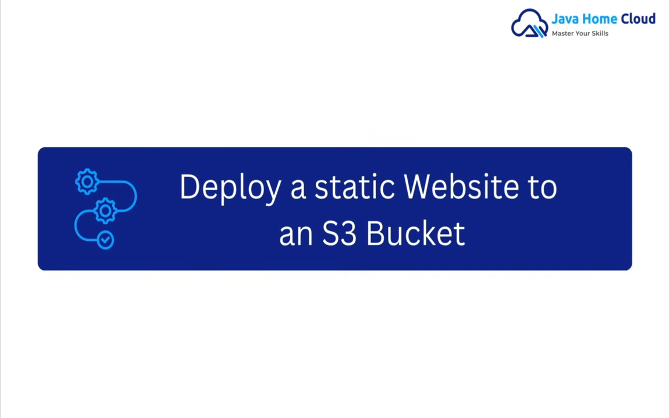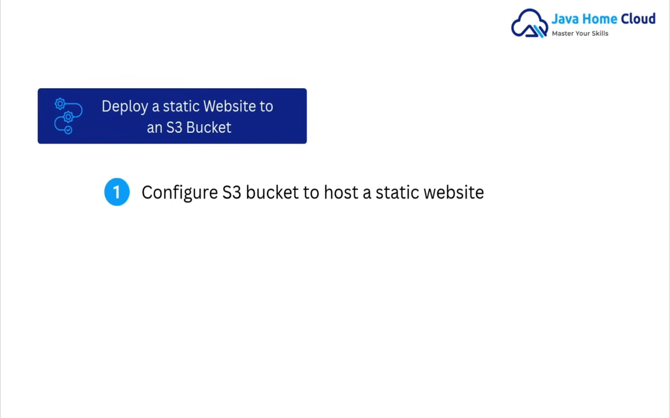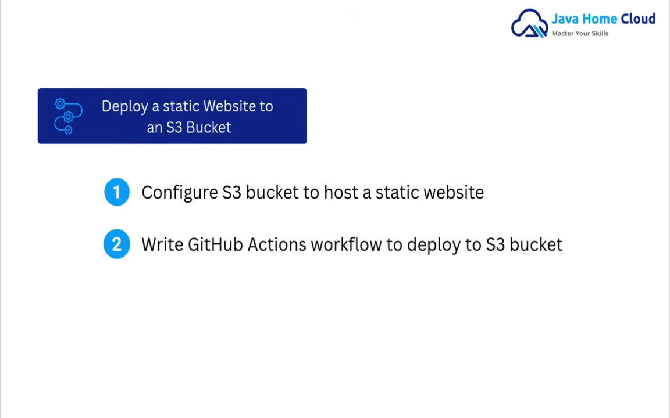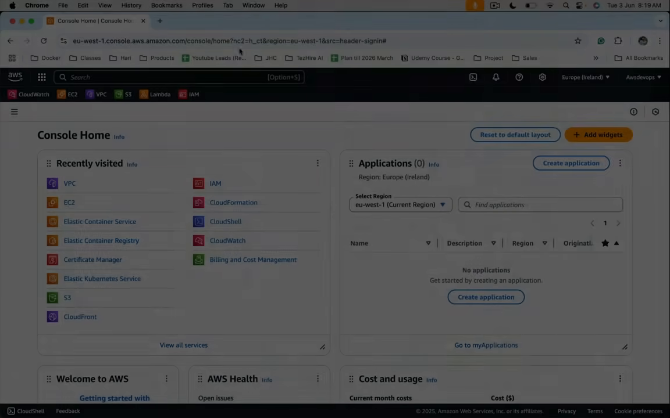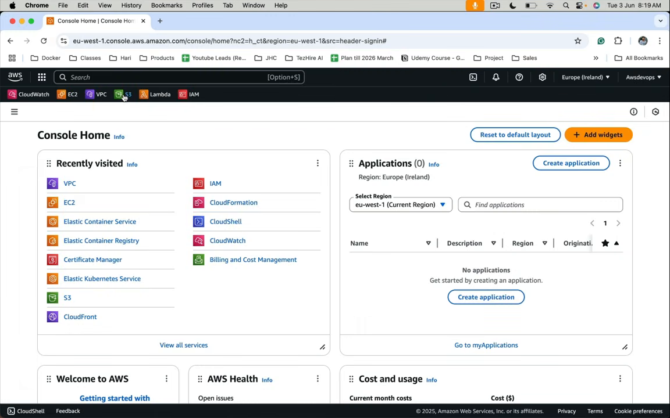To understand GitHub Actions better, I want to demonstrate a simple use case, that is deploying a static website to an S3 bucket. Let's see what is covered in this video. Number 1, configure S3 bucket for hosting a static website. Followed by number 2, writing a GitHub Actions workflow to deploy the code from the GitHub repository to the S3 bucket. Let's get started. I'm in AWS console.